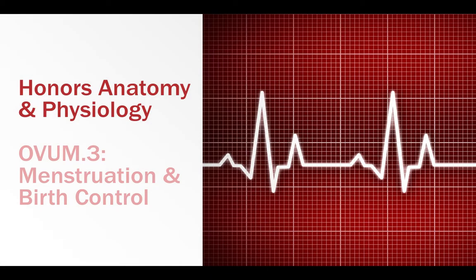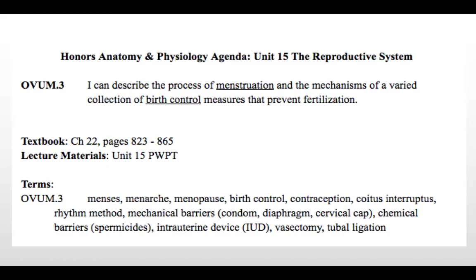The final standard of the reproductive unit discusses what happens if fertilization does not occur. The process of menstruation is how to regenerate the reproductive cycle for females, and we'll also discuss various methods for birth control, including their cost and their efficacy. The standard reads, I can describe the process of menstruation and the mechanisms of a varied collection of birth control measures that prevent fertilization.